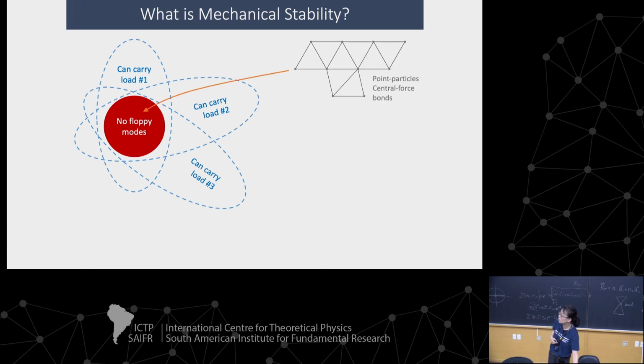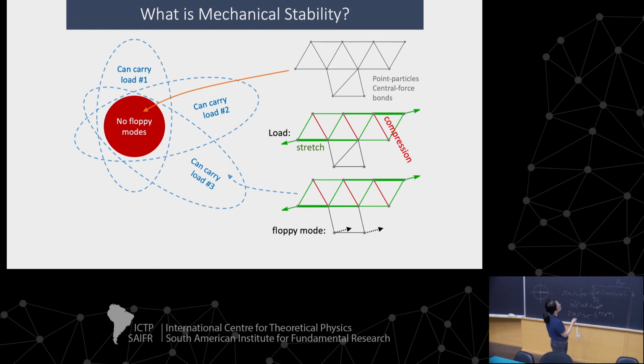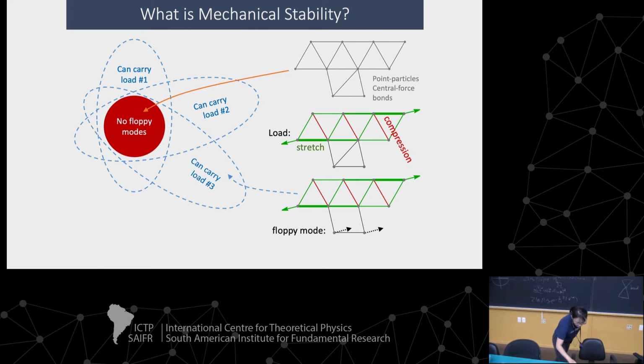So using a simple example, you can make figures like this. For example, this one doesn't have any floppy modes. It can carry any load. Here, I think I made it too complex. It can carry any load. And in this case, you have a network that can carry this particular load, but you have floppy modes somewhere. And then it cannot carry other types of load.